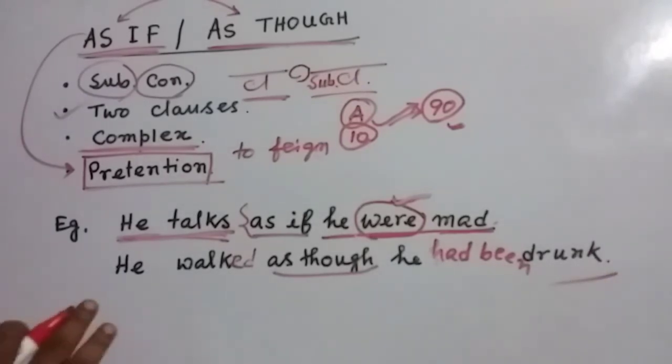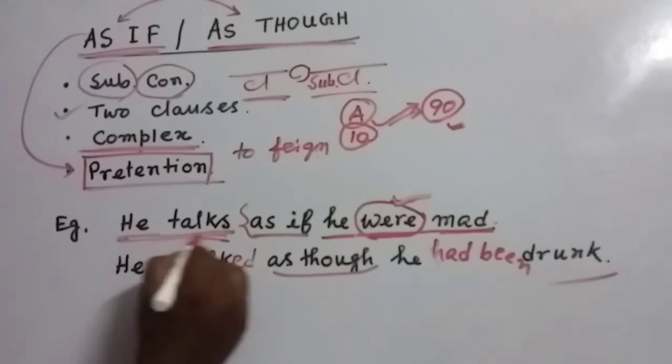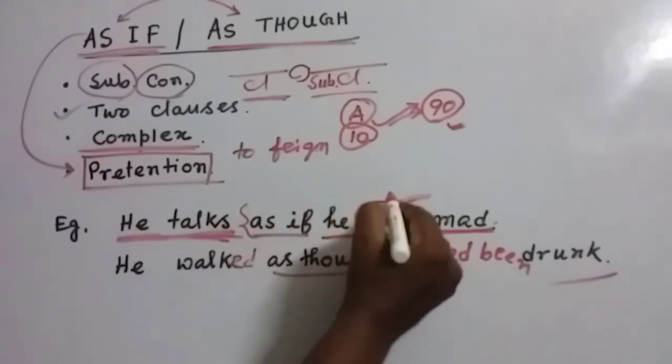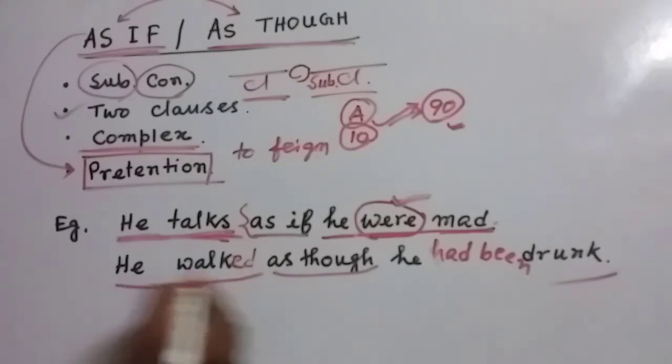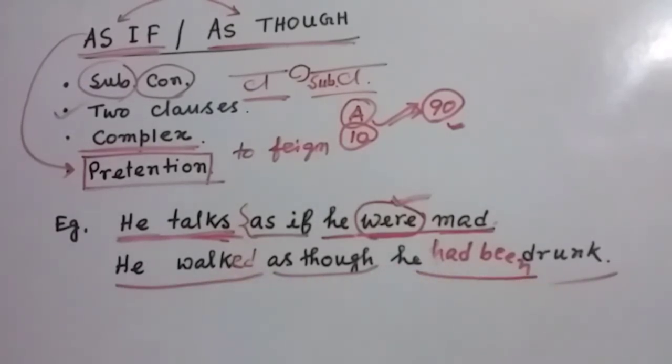So my dear friends, let's recap. If this part is present tense, at that time we have to write were. If this is a past tense, at that time we have to write had been. This is the most important thing, and these are not true sentences, these are imaginary, these are hypothetical sentences.